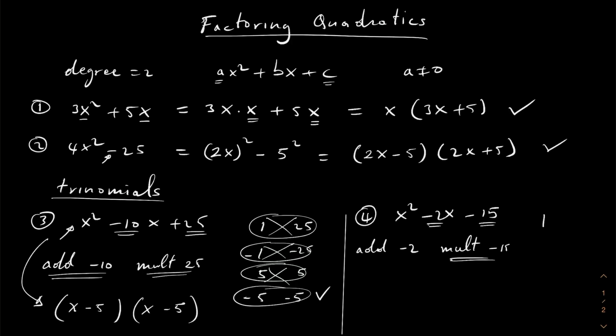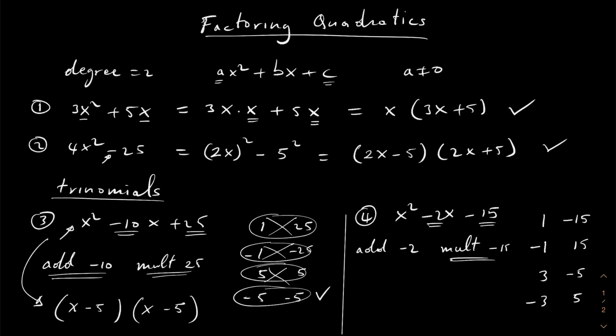So the most obvious one always is going to be 1 and negative 15. And then its opposite, negative 1 and 15. And then the next one I can think of is 3 and negative 5. And then its opposite is going to be negative 3 and 5. And from there, that's it. I can't think of anything else.